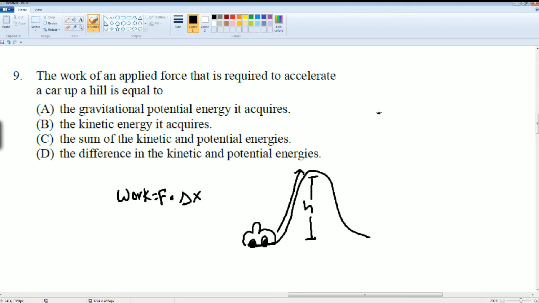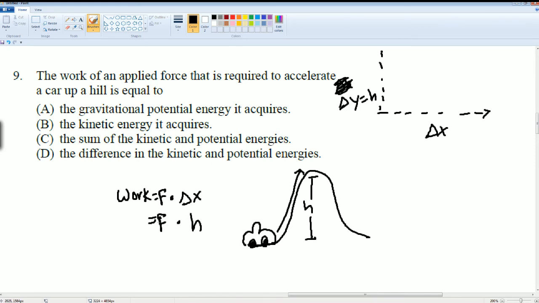Delta x, we always think about delta x as horizontal, but delta x could also go up. We don't call it delta x when it's up and down. We call it delta y. What's another word for delta y? Height. So really, force times height.